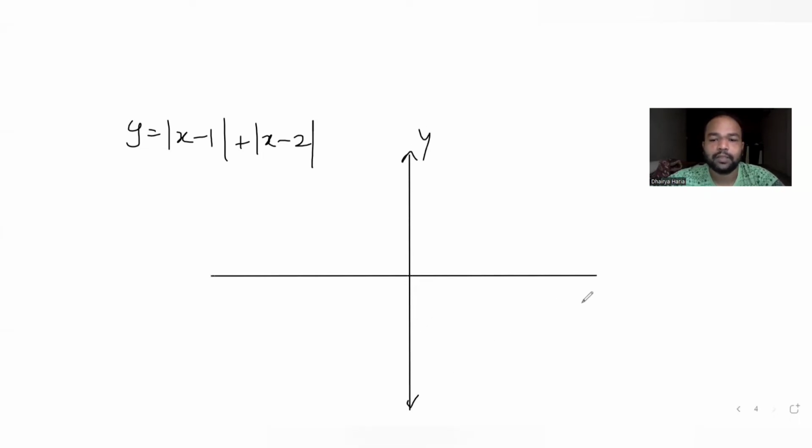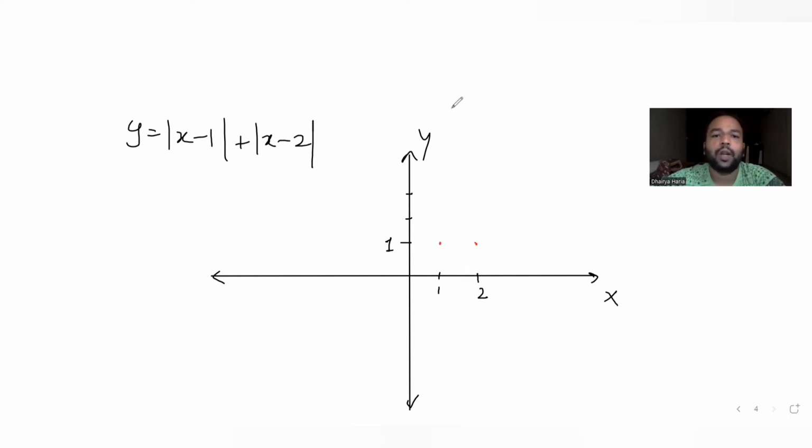Your y-axis and the x-axis. Now we have 2 points of differentiation here. One is x equal to 1, other is x equal to 2. So at x equal to 1 to 2, we know that y is equal to 1. So if I plot that as well, let's see. So y equal to 1, so I get one point as this, the other point as this.